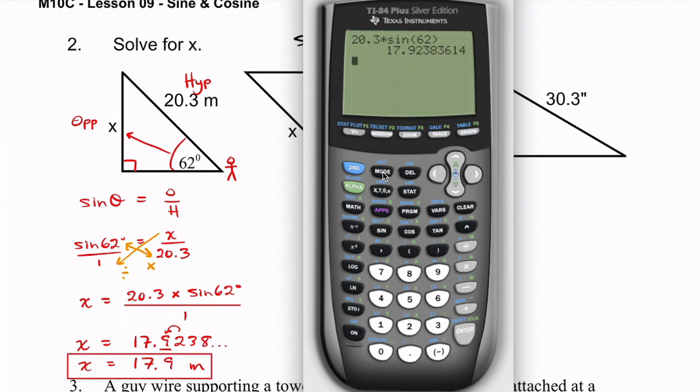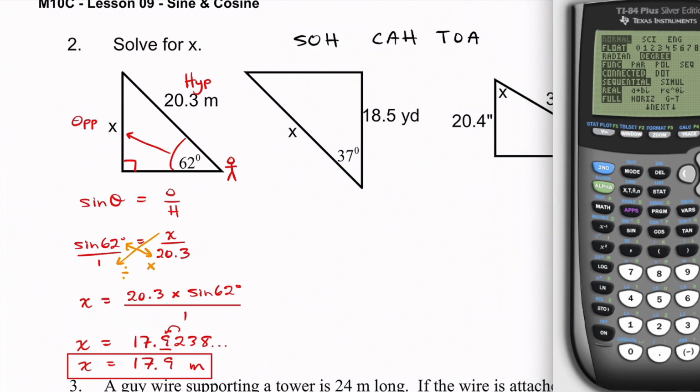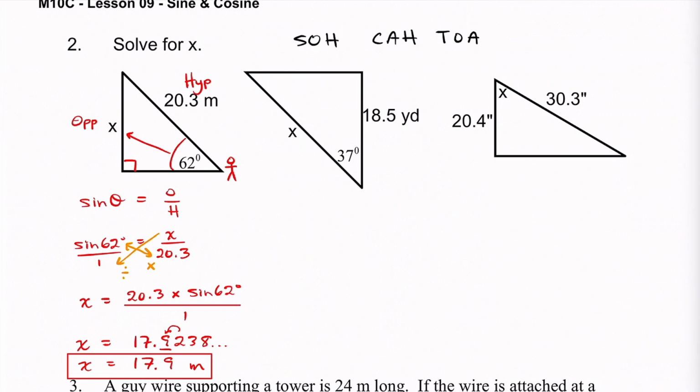I just want to make a note of your calculator. Make sure the mode that you are in is degree mode. If you happen to be in radian mode, you're not going to get the right answer, okay, because this is using degrees. So you got to have degrees on. Okay, so I'll move my calculator and we're going to start number 2.